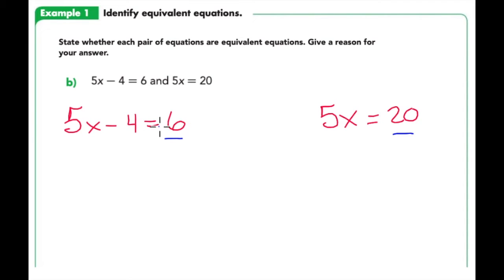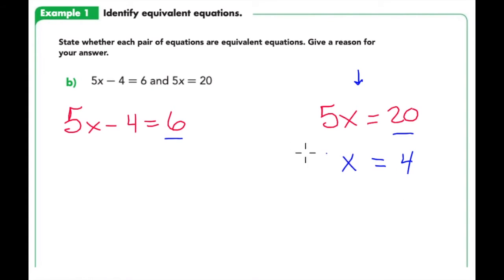So what I'm going to try to do here is solve for x. I'm going to take the equation that I think is easier. I'm going to choose this one over here because I think that 5x equaling 20 is a little easier to solve than 5x minus 4 equaling 6. I know that 5 times 4 gives me 20, which means that x is 4. So in this problem here, x would have to equal 4.